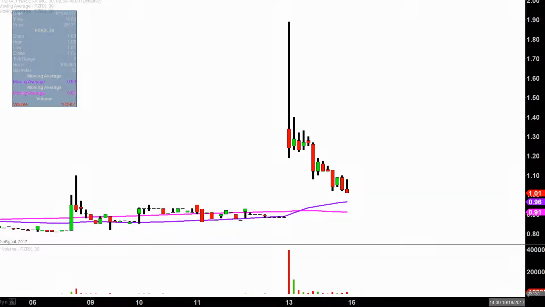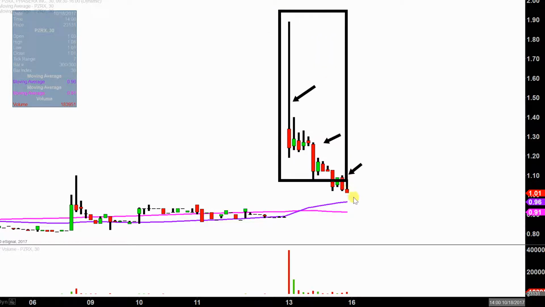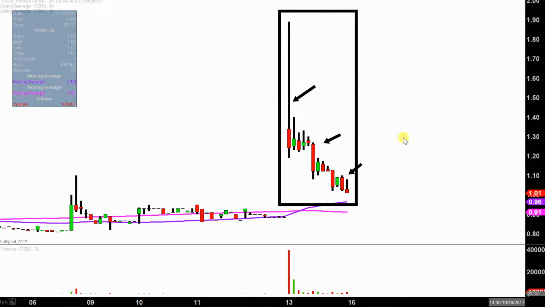Real quick, what do I mean by 30-minute in case maybe you're new to charts? Instead of each one of these candlesticks here representing one day's worth of price action, which is what you would normally see, each one represents 30 minutes. So while this may look like several days worth of time, it's actually just today's price action broken down into 30-minute time slices.